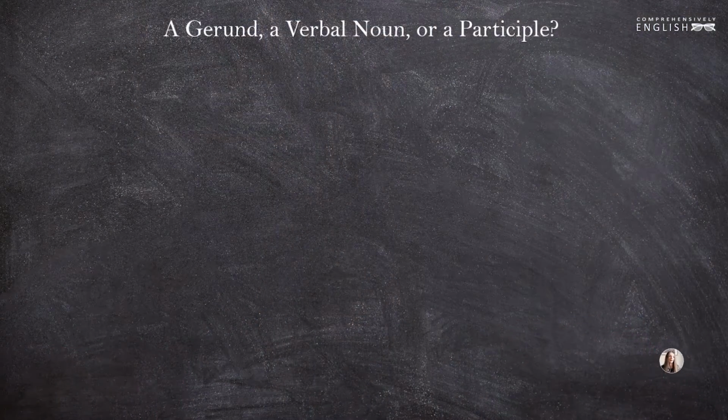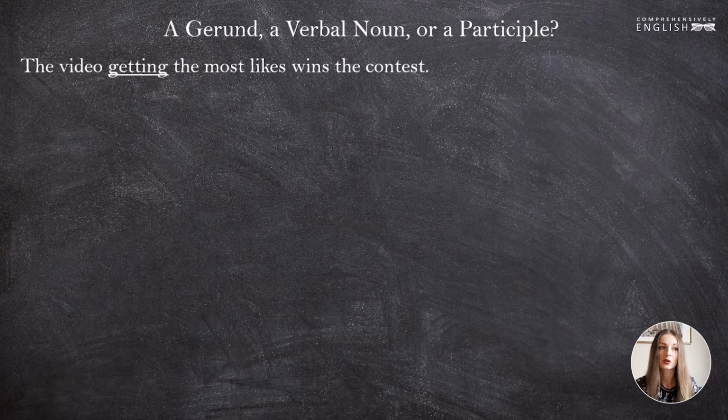Now let's look at examples with these three phenomena. We'll try to figure out whether the -ing form used in the sentences I'm going to provide you with is a gerund, a participle, or a verbal noun. The video getting the most likes wins the contest. So what is this underlined form here? Is it a gerund? Is it participle one? Is it a verbal noun?